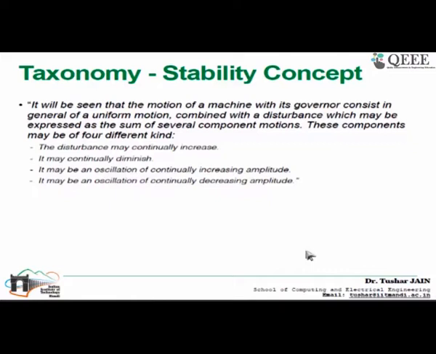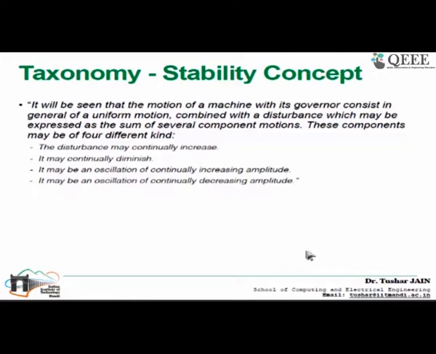I will repeat this statement once again. It will be seen that the motion of a machine with its governor, why does he speak about the governor? Because in the current system the governor is basically a controller. It consists in general of a uniform motion combined with a disturbance which may be expressed as a sum of several component motions. So whenever a disturbance starts acting on this governor, or on the whole system, what types of responses are we going to observe? These components may be of four different kinds.